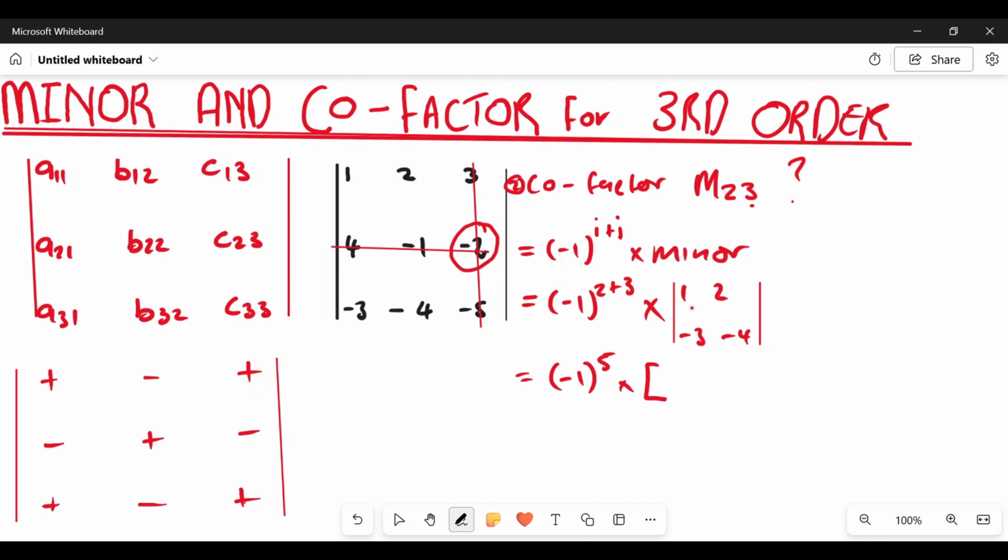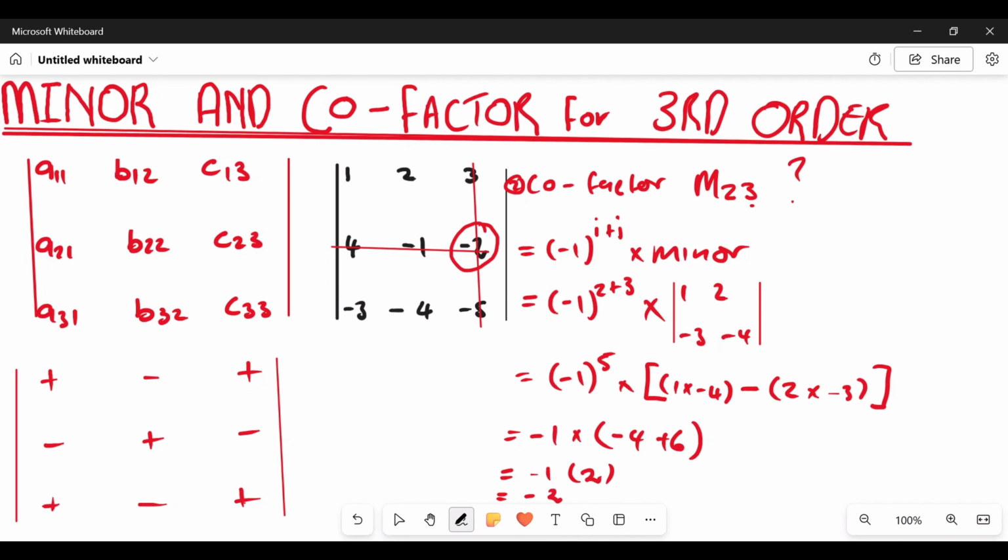There we go. When we continue here, we're going to have -1 to the power of 5 multiplied by our determinant, which is going to be 1 multiplied by -4 minus the product of 2 and -3. Now, if you continue, this -1 to the power of 5 is going to give us -1 multiplied by what is inside the bracket. This is going to give us -4 minus, this is going to give us 6 plus 6. So when you continue here, it's going to give us -1, and inside the bracket we're going to have +2. So this here is going to give us -2 as well.